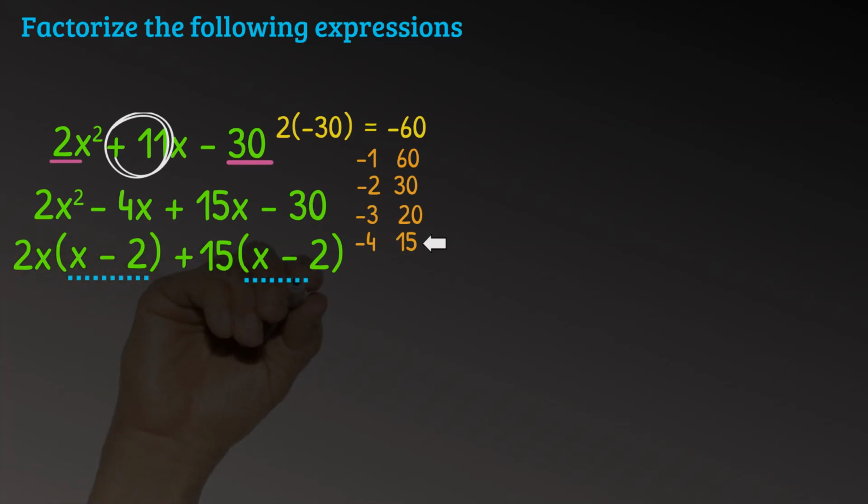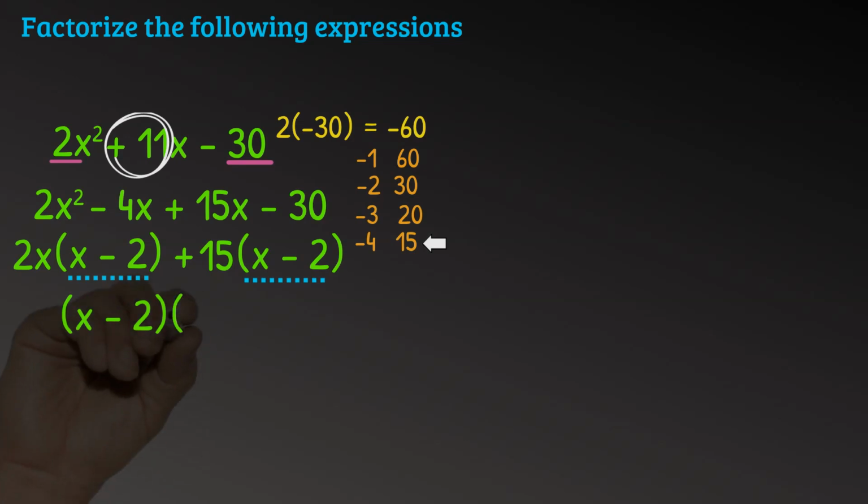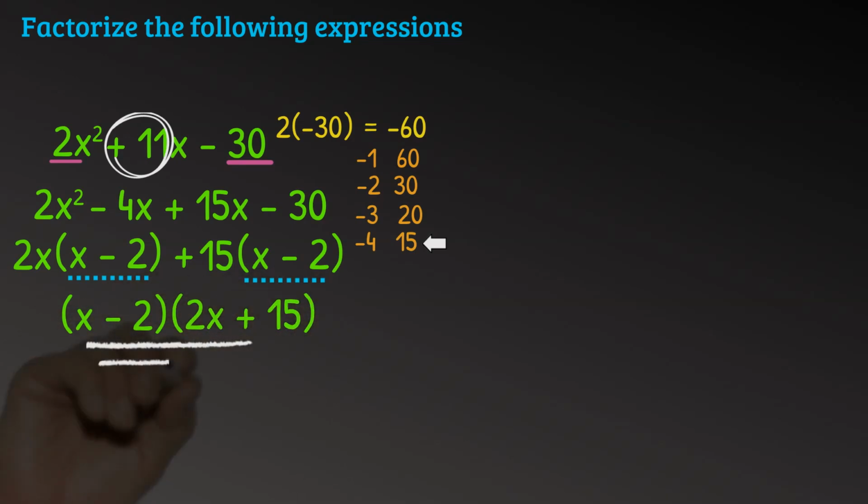Now, because these two brackets are the same, x minus 2, that is the first bracket of our solution. And because it's multiplied by 2x and plus 15, the second bracket is 2x plus 15.